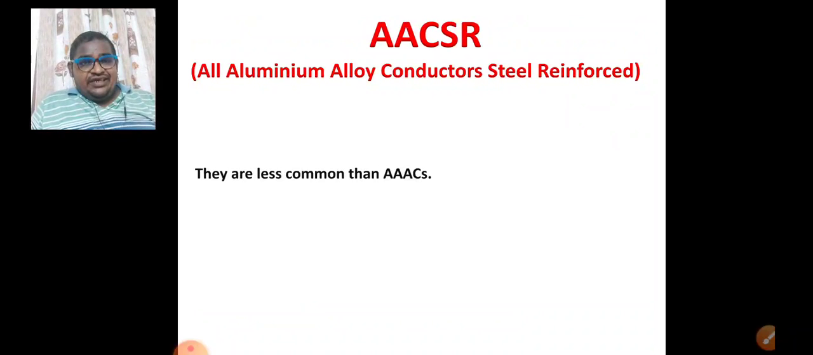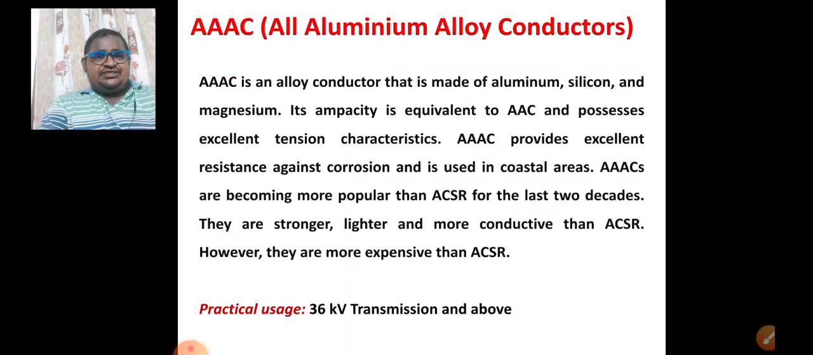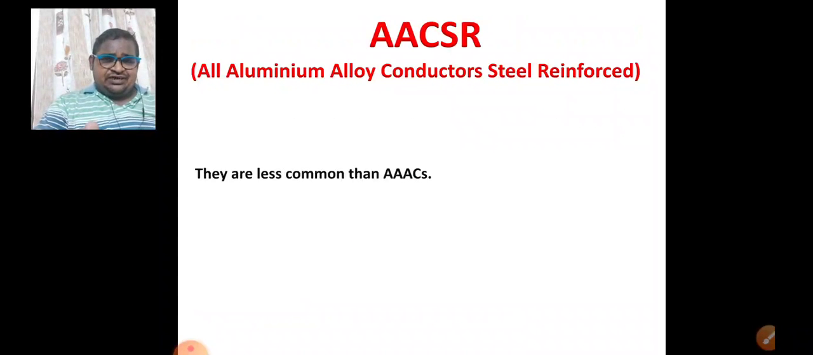Next, AACSR, all aluminum alloy conductor steel reinforced. This is also the same, but when AACSR is compared with AAAC, it has somewhat lesser properties. Of course, this can also be used in the distribution system, and in coastal areas also we use this type of conductors.